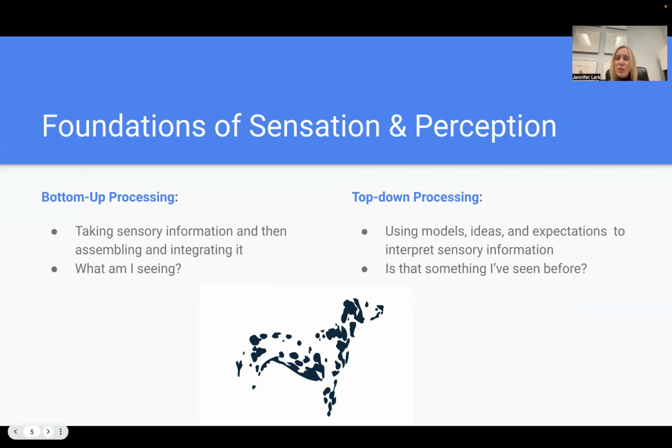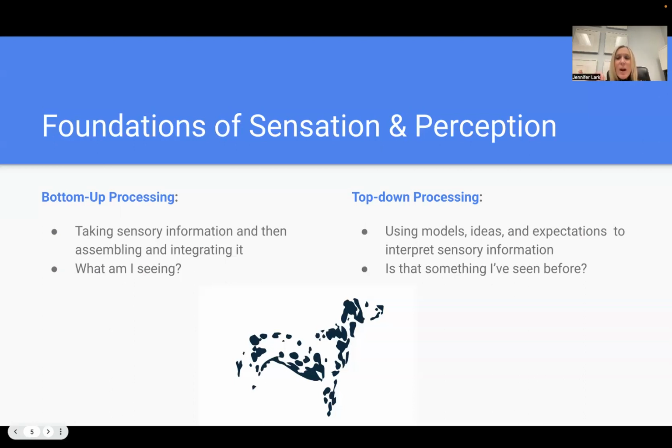As sensory information makes it into the brain, at the same time, our brain is engaging in bottom-up processing, and that's where the brain is taking sensory information at the individual features level and trying to build that into a perceptual whole. So if we're looking at that Dalmatian, our brain might be telling us, I see black, I see white, I see black dots, I see a white shape. Oh, it looks like the shape of a dog. Oh, it's a dog. That's bottom-up processing.